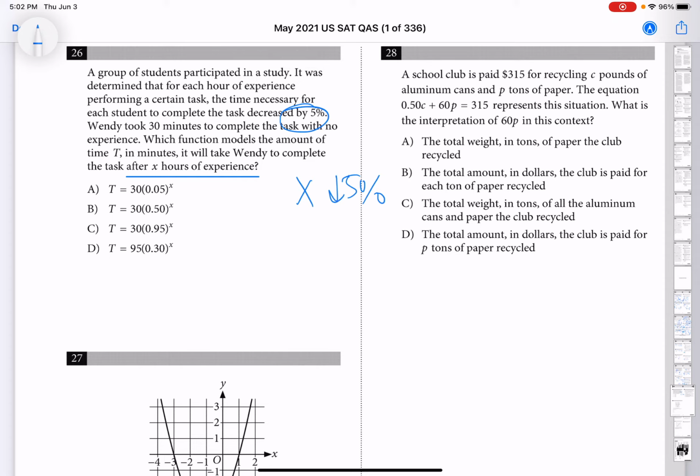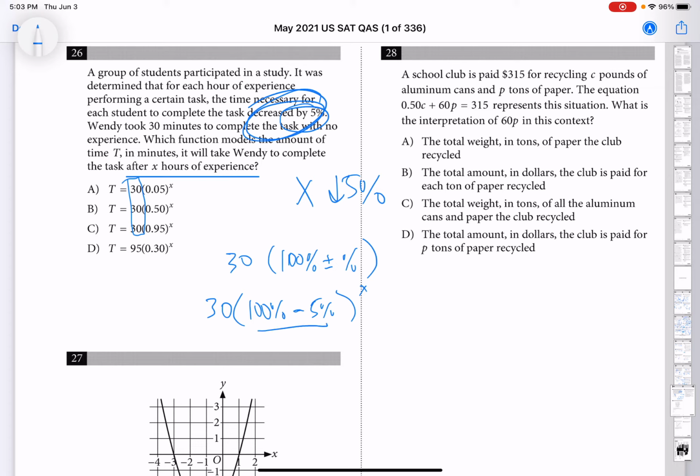So what you do is you start off with a base, which is going to be 30 minutes. Then you take 100%, and you either add or subtract the percent increase or decrease. In this case, we're decreasing by 5%. So we do 30 times 100% minus 5%, and then we raise that to the power of x. If this was increasing the time, we'd put plus 5%, but this is decreasing the time, so we're minusing 5%.